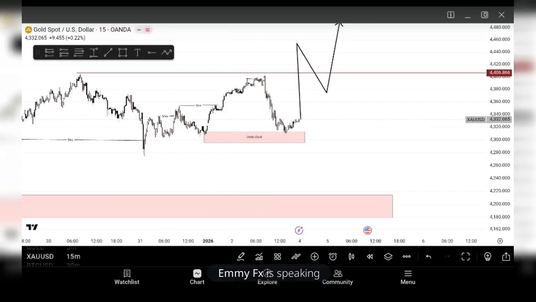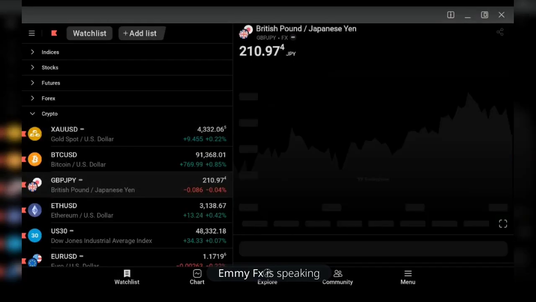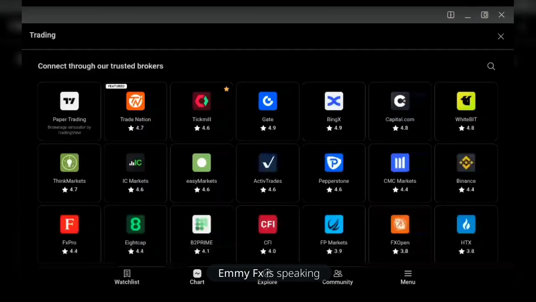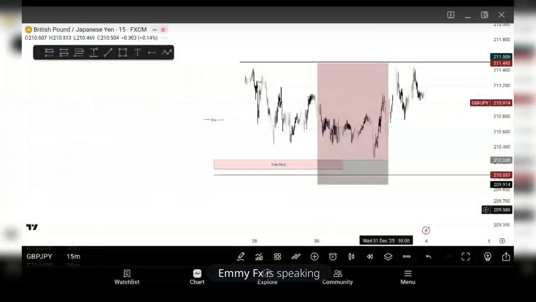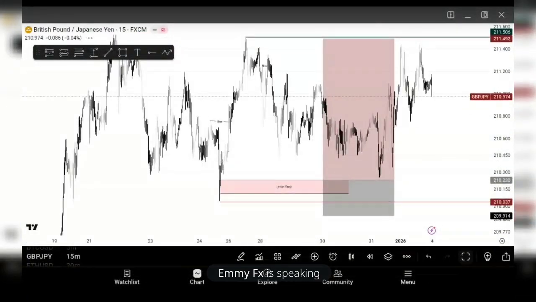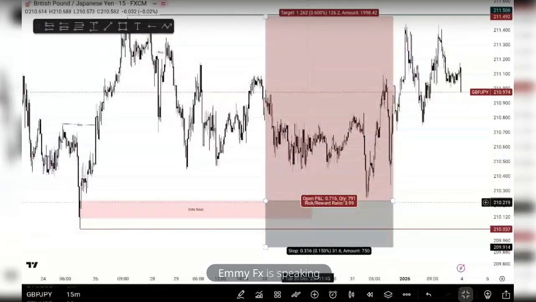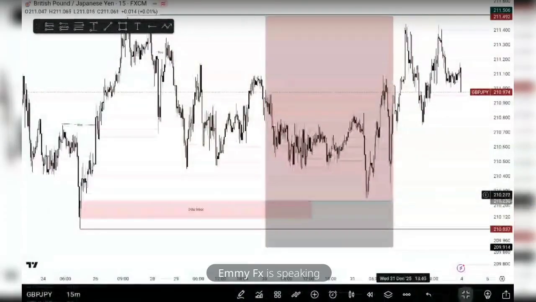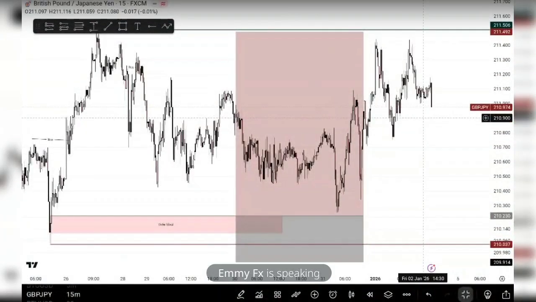All right, so I'm going to analyze Great British Pounds versus JPY. So I'm going to analyze this chart. Last week I've been waiting to take a trade from here. I think I'll share this analysis with you guys. I've been waiting a very long time to take a trade from here. Well, price did not reach my POI, so price reacted from the fair value gap and this shows the move to the upside.